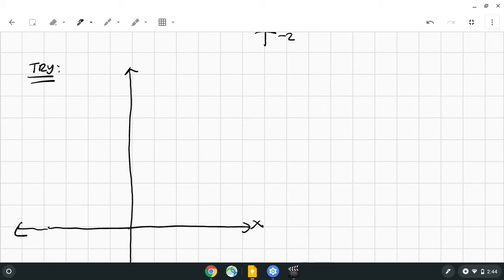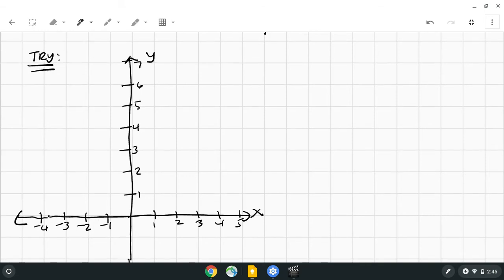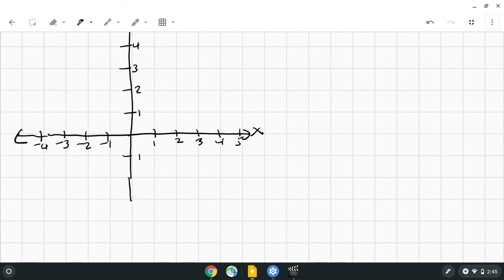Okay, that's going to be our x-axis. This is going to be our y-axis. We have 1, 2, 3, 4, 5, 6, and 7. Here we have 1, 2, 3, 4, 5, and -1, -2, -3, and -4. And down below here we have -1, -2, -3, -4, and -5.